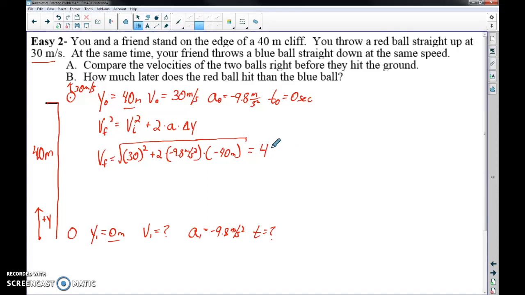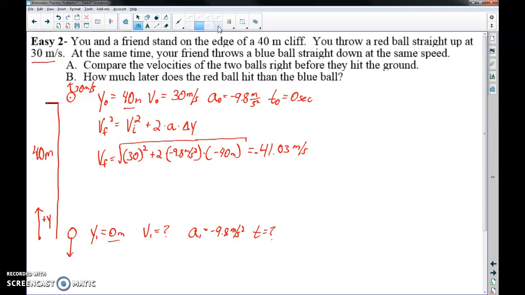If you do take the square root of that, you get positive 41.03. Anytime we use this equation, you want to be aware that I'm squaring my values, so you have to go back to my problem. I am going this direction at the end, so my velocity is actually a negative 41.03 meters per second. So that's the velocity of the red ball.